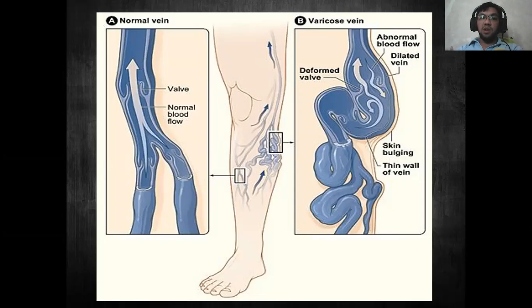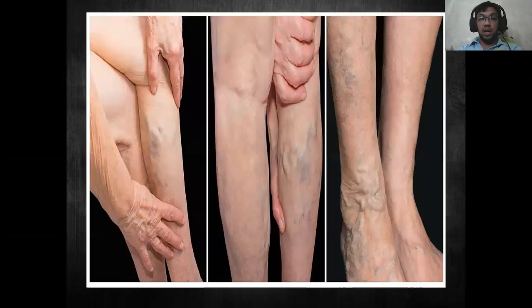In Tagalog, para na siyang nagmumukhang isaw, yung veins ng lower extremities. As you can see from this illustration here. So look at the veins of these patients who have varicosities.